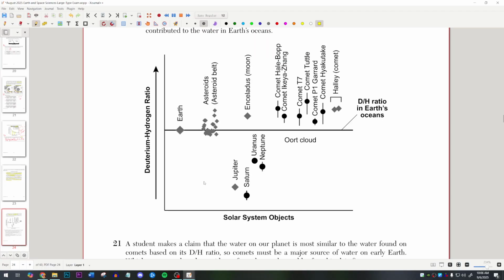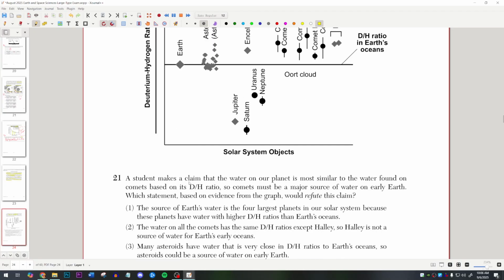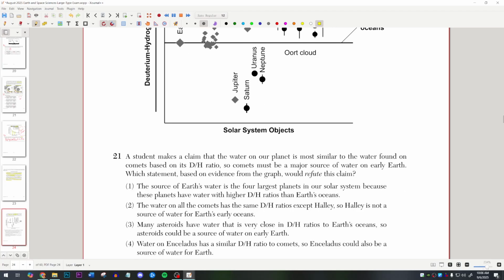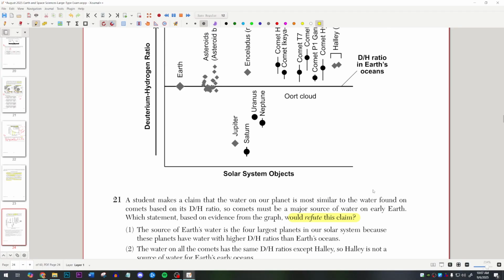Okay, there's just a lot of stuff here. So let's read the question before we try to look at this. A student makes a claim that the water on our planet is most similar to the water found on comets based on its DH ratio. So comets must be a major source of water on early Earth. Which statement, based on evidence from the graph, would refute this claim? So we're going to prove him wrong.